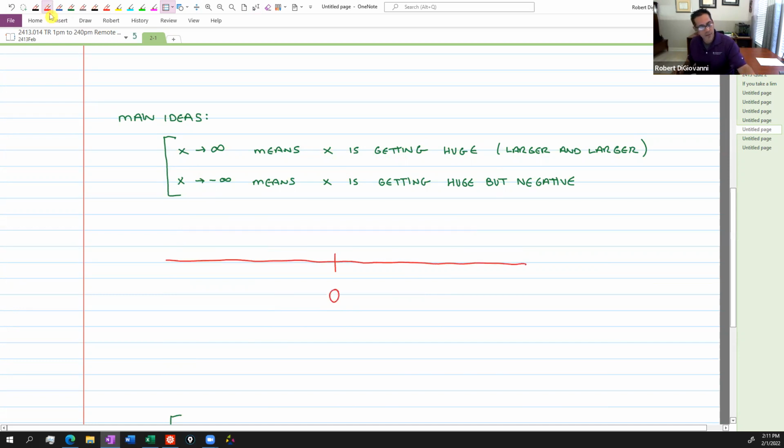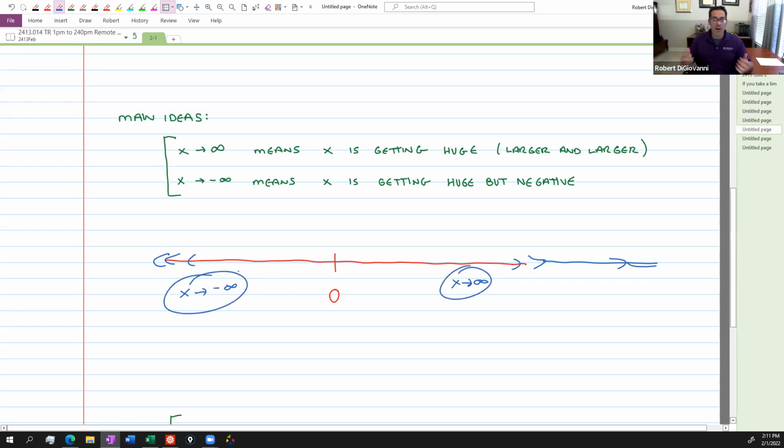If this is zero, then x going to infinity means we're headed to the right forever. And x headed to negative infinity means we're headed to the left forever. What we're trying to figure out is, as you move to the right forever, what is the function doing? As we move to the left forever, what is the function doing? Maybe as we go to the right, the function is getting closer to something. Maybe it's not, maybe it's moving around, who knows? But this is the notation we're going to use to study what happens at the left side and the right side of the function.